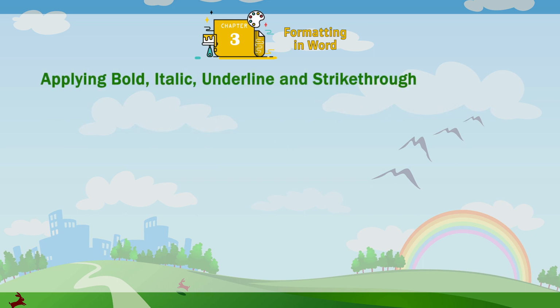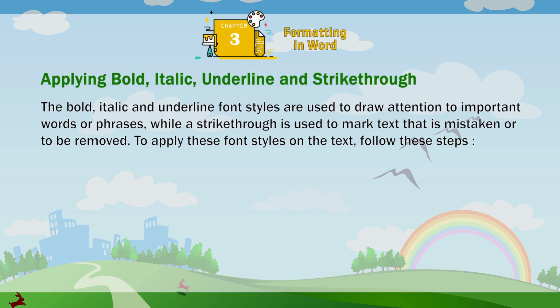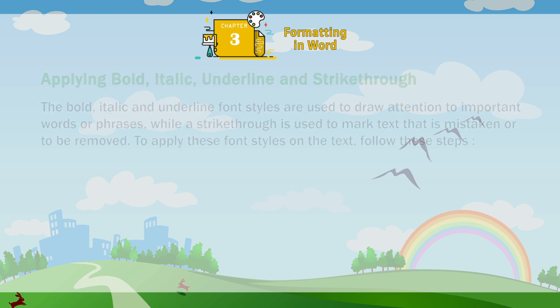Applying bold, italic, underline, and strike-through. The bold, italic, and underlined font styles are used to draw attention to important words or phrases, while a strike-through is used to mark text that is mistaken or to be removed. To apply these font styles on the text, follow these steps.